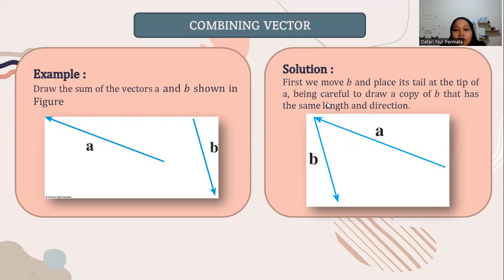And solution: first we move B and place its tail at the tip of A, being careful to draw a copy of B that has the same length and direction.